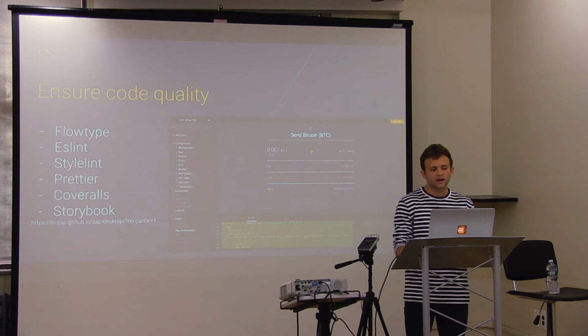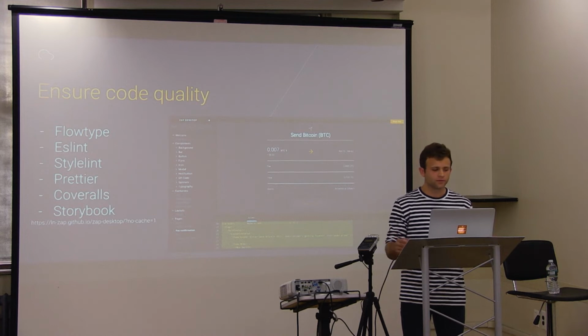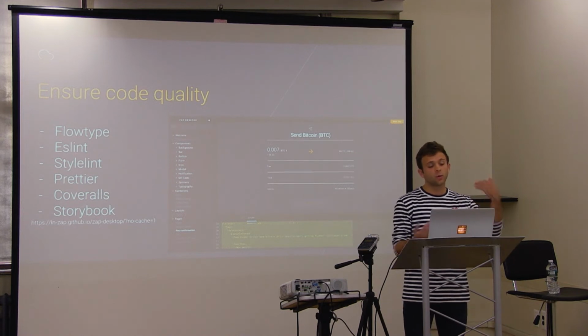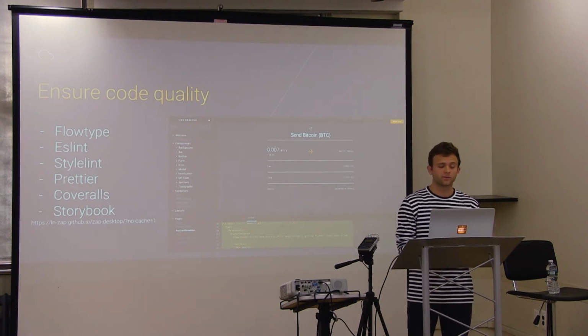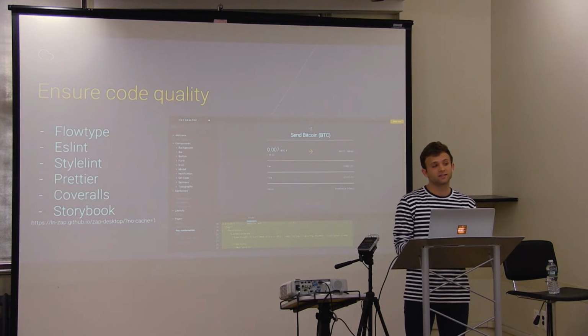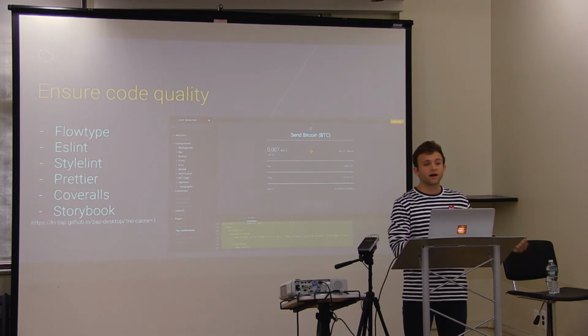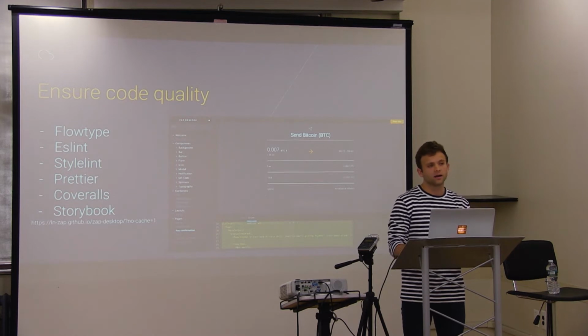So, ensuring code quality. A lot of this stuff doesn't even apply to Lightning specifically. This is just traditional JavaScript web dev: Flow type is nice, ESLint, stylelint, linters, Prettier, Coveralls. The one I really wanted to talk about is Storybook, because in the context of Lightning itself, it's really important for us to abstract and gut out the components in the UI that we use and not rely on spinning up the app to iterate on our designs.